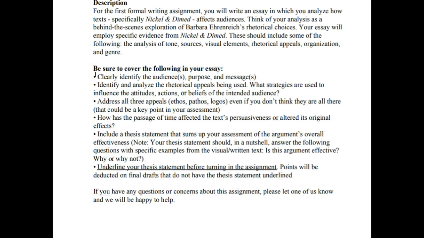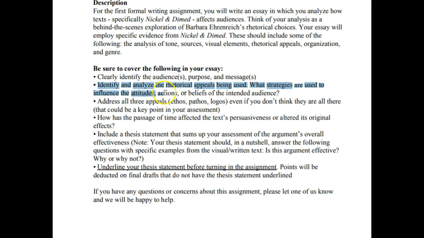So first, you want to make sure that you clearly identify the audience, purpose, and the message of Nickel and Dimed. So who's the audience? What's the purpose of Nickel and Dimed? What's the message? Are there multiple messages that you think Barbara Ehrenreich wants us to take away from the book, or is there just one main one?